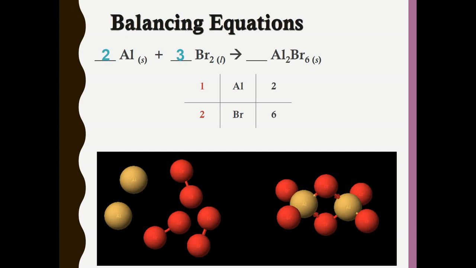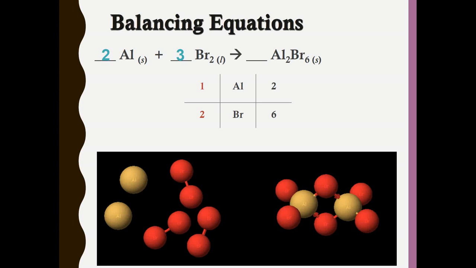You are given an equation. It says blank Al, which is in solid form, plus blank Br2, which is in liquid form, yields blank Al2Br6, which is in solid form. Take 5 minutes, pause the audio and try to do it by yourself, and come back and check your answers.